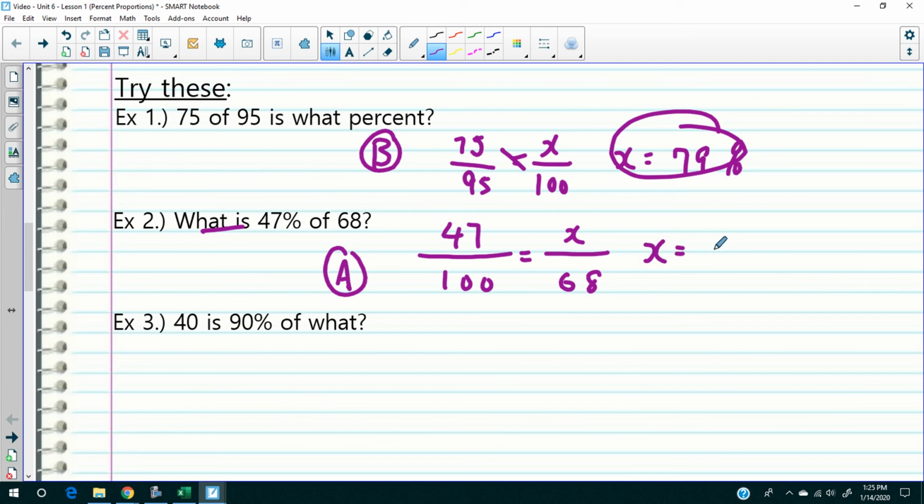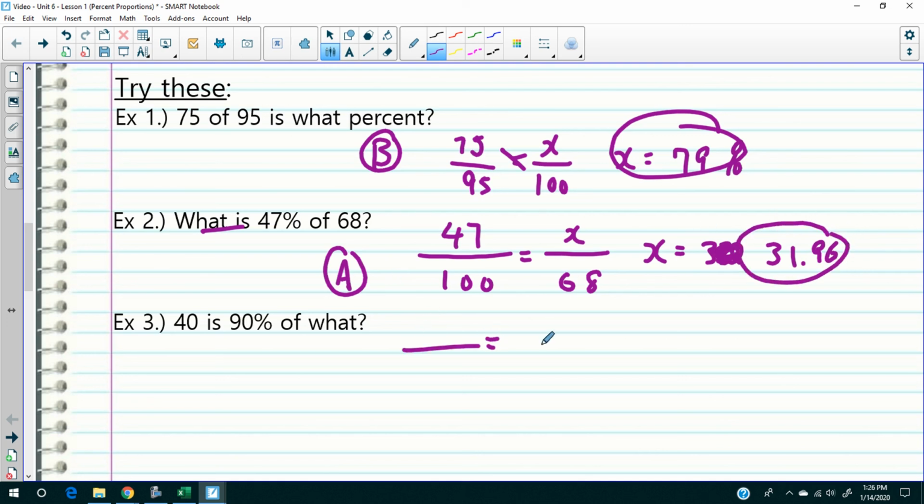So let's see, 47 times 68. 3196 divided by 100. That is 31.96. So let's round it to 32. No, I shouldn't, because this is actually a regular number. 31.96. All right, so you got to be very careful here to not turn something into percent when you should not.